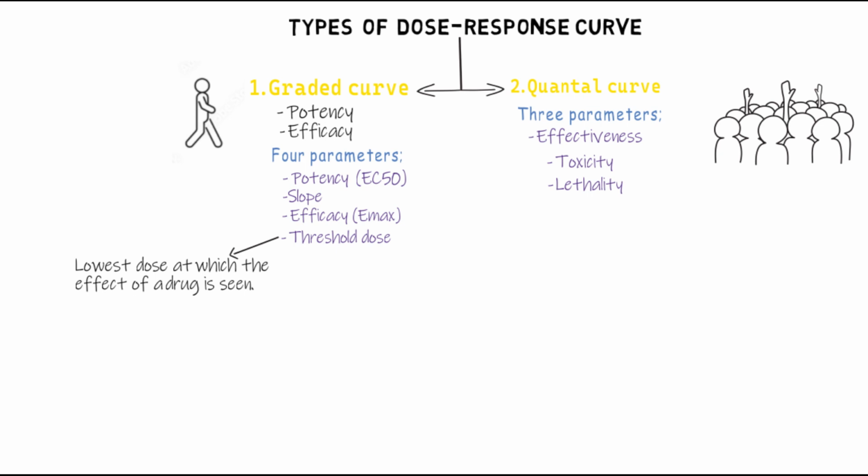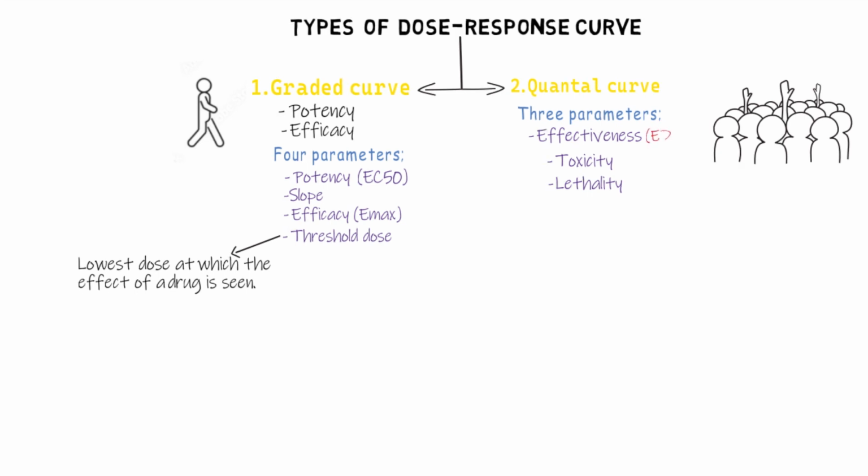So in this curve, the various parameters we mentioned earlier are denoted as the median effective dose. It's written as the ED50, while the median toxic dose is written as TD50. Then the median lethal dose is written as LD50.